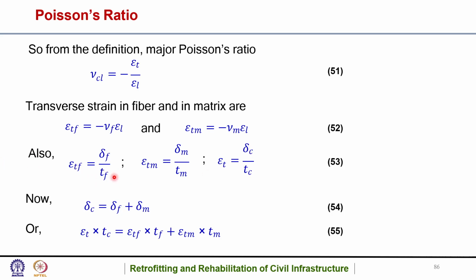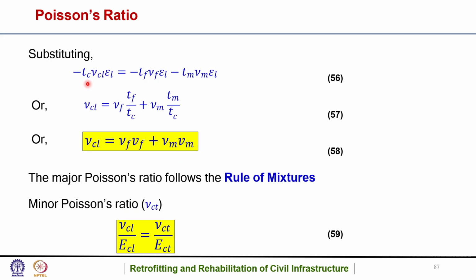Also epsilon tf equal to delta f by tf, epsilon tm equal to delta m by tm, and epsilon t equal to delta c by tc. Now delta c equal to delta f plus delta m, or epsilon t into tc equal to epsilon tf into tf plus epsilon tm into tm. So substituting, minus tc nu cl epsilon L equal to minus tf nu f epsilon L minus tm nu m epsilon L, or nu cl is equal to nu f into tf by tc plus nu m into tm by tc, or nu cl equal to nu f vf plus nu m vm. So the major Poisson's ratio also follows the rule of mixtures.